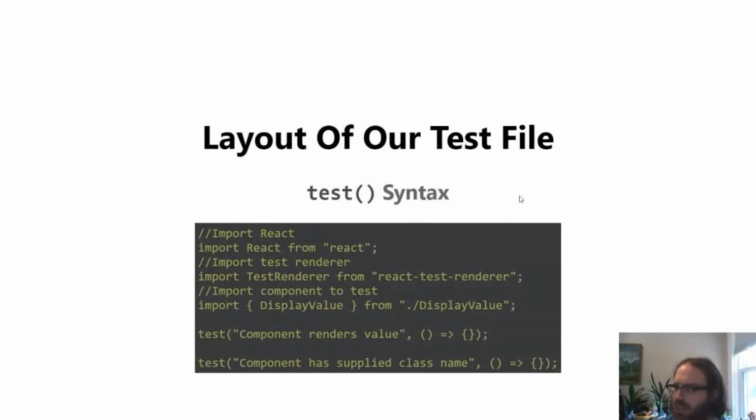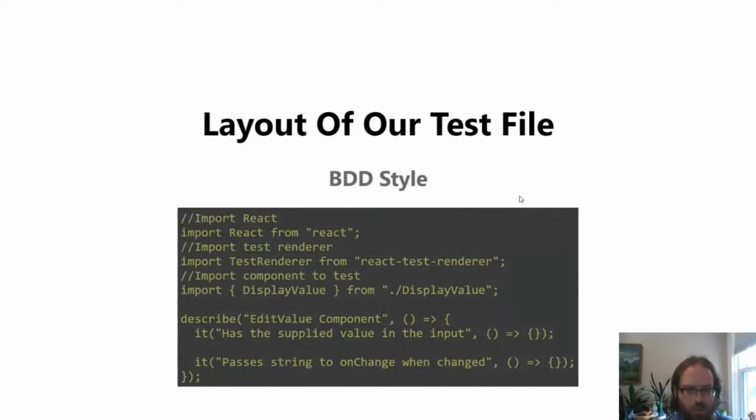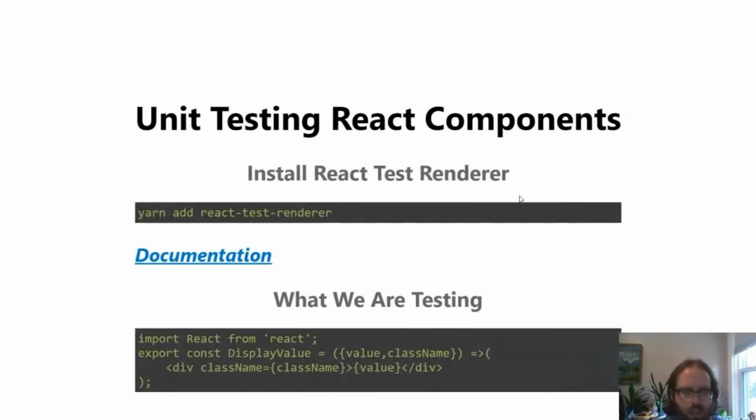We can lay out our test files in two different ways. One is we have this function test, where we describe the test, and then we have a callback for it. The other one is where we group them. We say describe whatever component we're doing. It has the supplied value. I like this style. It passes string to unchanged when changed. It describes what's happening.